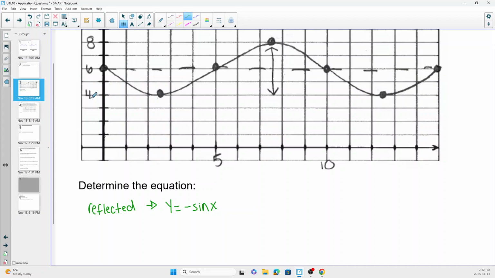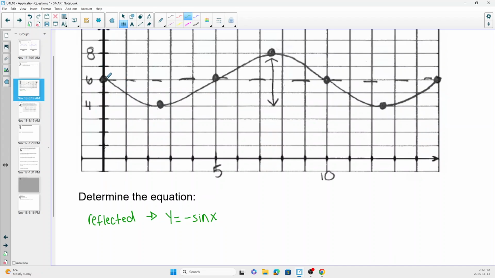Now I need to take a look at the amplitude and the period. So the amplitude is the distance from the midline. So here I've drawn my midline of my function here.